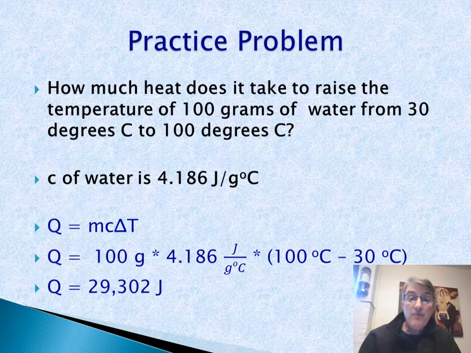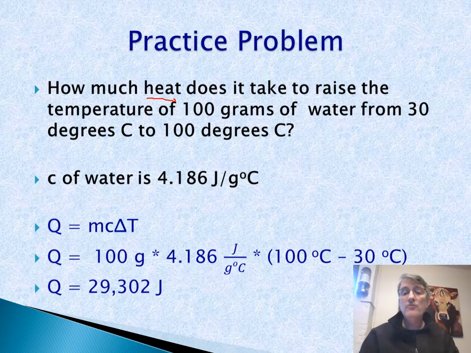Here's a sample problem for you. How much heat does it take to raise the temperature of 100 grams of water from 30 degrees to 100 degrees Celsius? So we're going from a little warmer than room temperature to boiling. The C of water is 4.186.